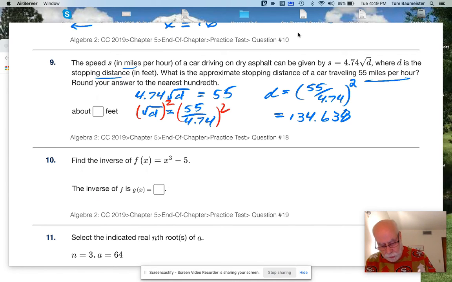So I just wanted to show you all that because it says to the nearest hundredth. So remember, if it's to the nearest hundredth, that would be this one right here. So I have to look at the one on the other side of it. So that would be this one right here. And we know that that will equal, rounding up, 134.64 feet.